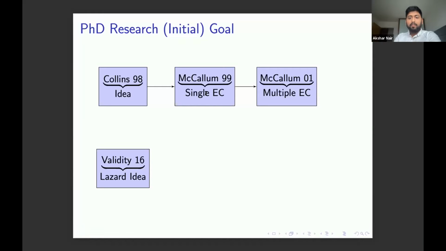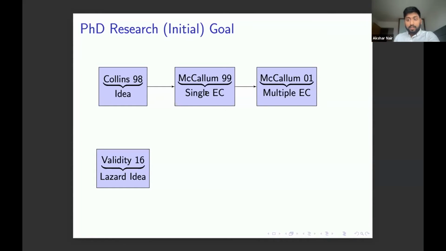Then McCallum later took advantage of multiple equation constraints in terms of your input formula. What happened with Lazard's idea of using the Lexley's valuation was that they found there was an error in his validity proof, but a preprint in 16 by McCallum, and the paper published in 19, showed that Lazard's approach was actually correct, but they found a different proof for it.